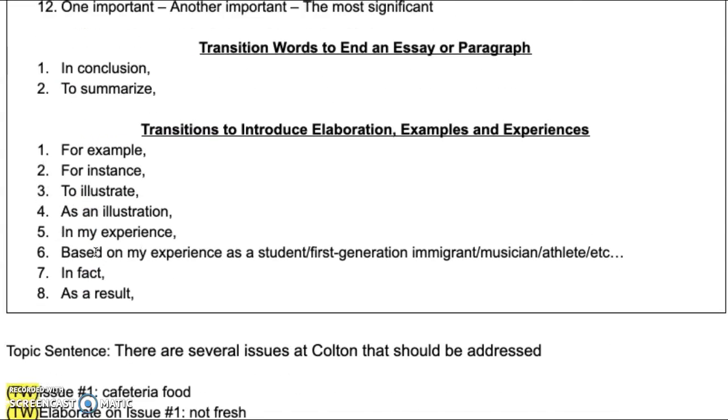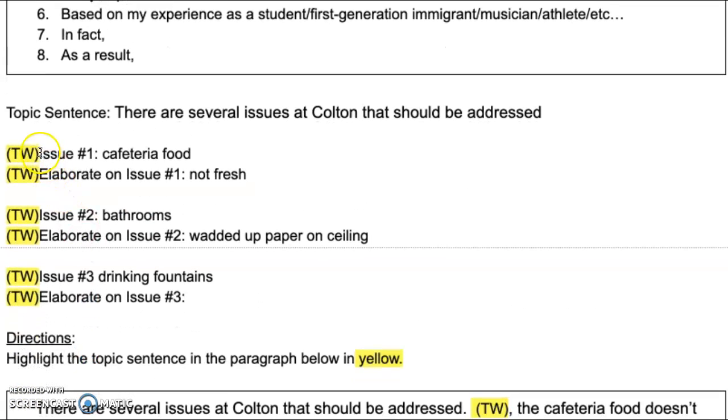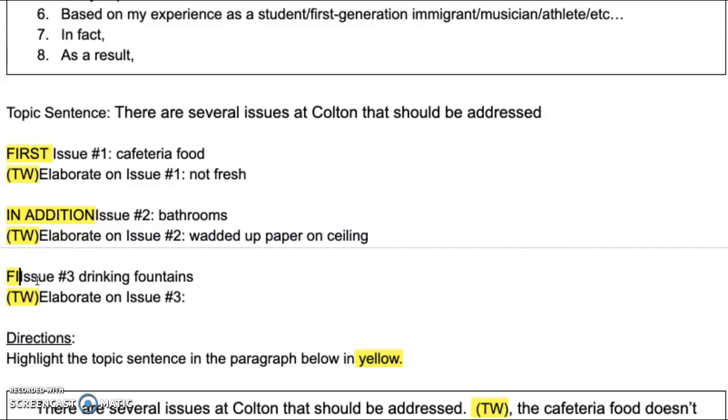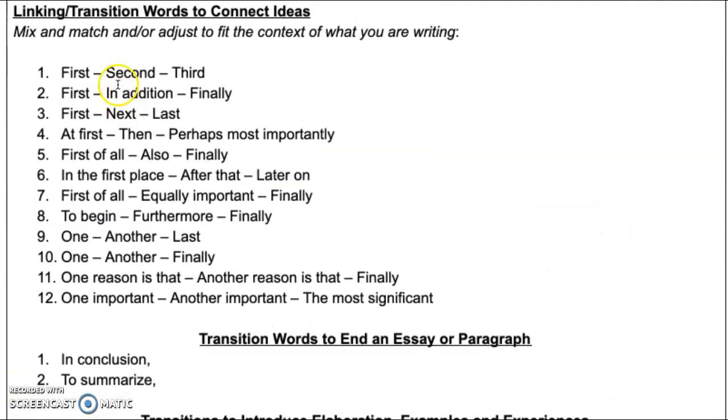So I'm going to come down here, and for my first big idea, I'm going to have the transition word first, and then I'm going to have, oh no, that's for elaborating. I need to come to the next big idea. So I'm going to come down here and write in addition. And then my last one was going to be finally. Okay, so for my big ideas, I used the transition words from this section.